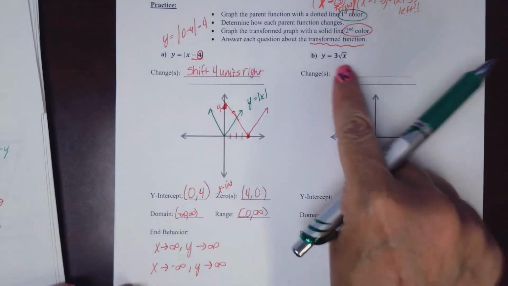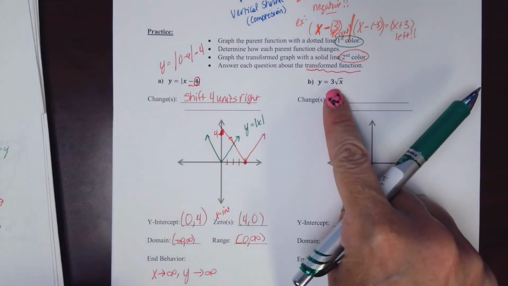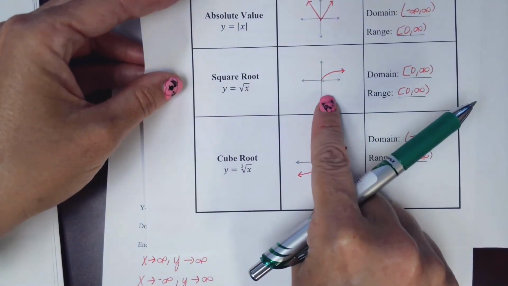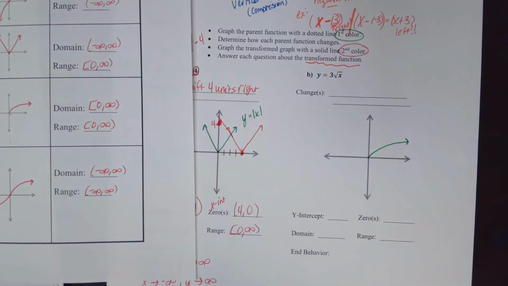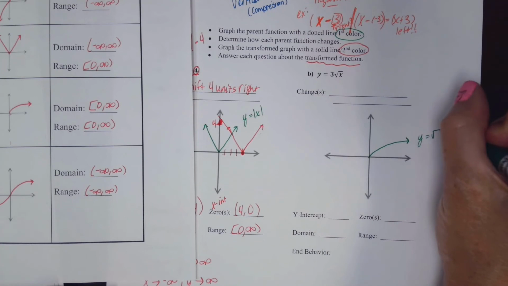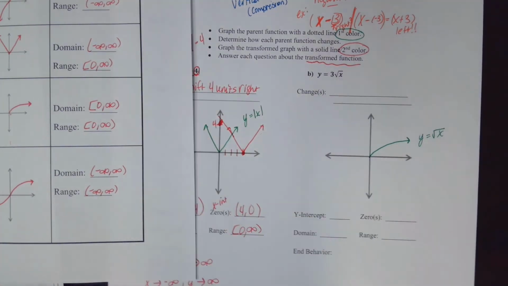Parent function, that is a square root right there with a coefficient out front. So let's find our square root function. There's my parent. Let's graph the parent. Half parabola opening out to the right. That is y equals square root x. That's my parent. Now let's do our transformed function.